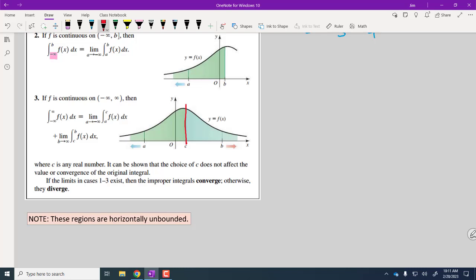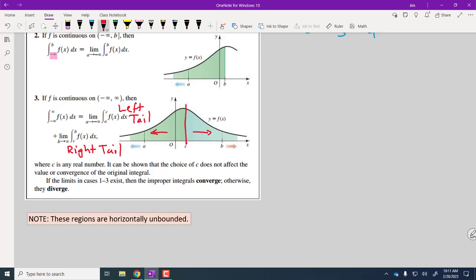But you're going to treat this one as a right tail, and you're going to treat this one as a left tail, and then add them together. So you have to turn it into two separate integrals, a left tail and a right tail. So this one has a right tail, and this one is the left tail. So you have to do them separately and treat it like you have two separate improper integrals.